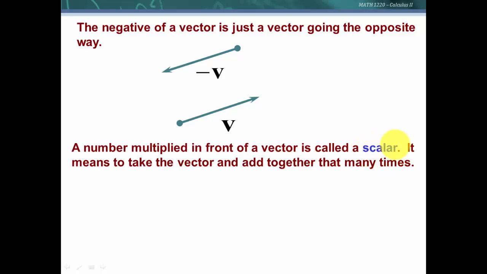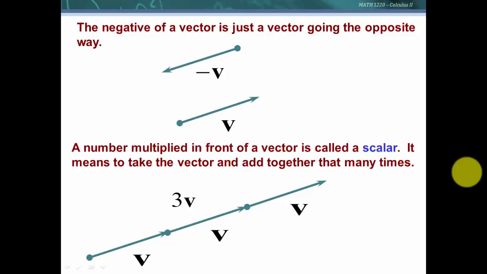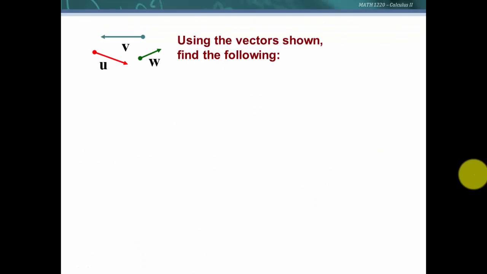So we're going to look at real valued scalars here. If we multiply a vector by a real number, it means to take the vector and add it together that many times. So if we wanted 3v, we would just take 3 times v. So we would take v plus v plus v. And there is our vector, starts here and ends here. There is 3v.